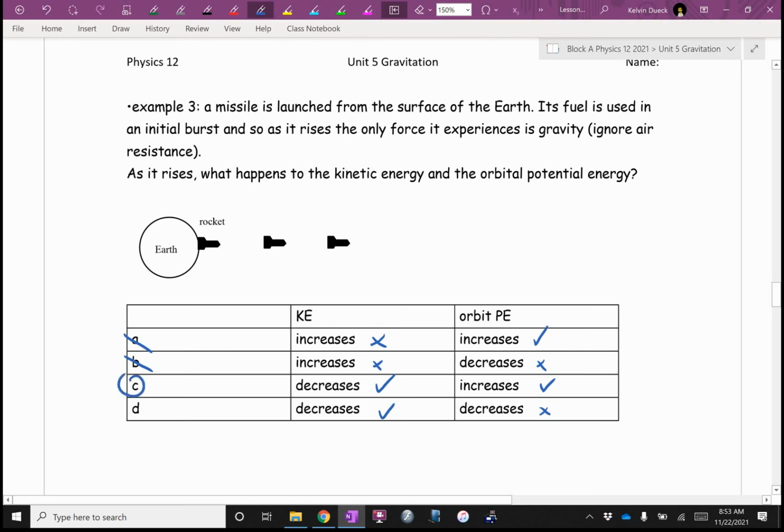And that's really all rocket fuel does. It exchanges kinetic energy to increase your potential energy. Can we ever get your potential energy to zero? Yes, we call that escape velocity. We'll look at that in the next lesson.